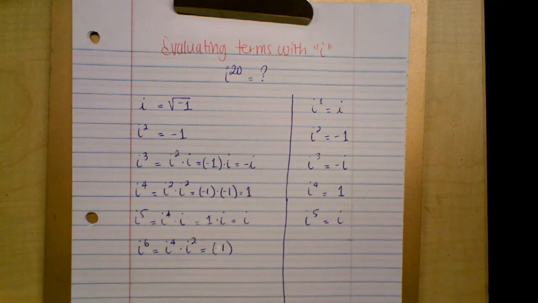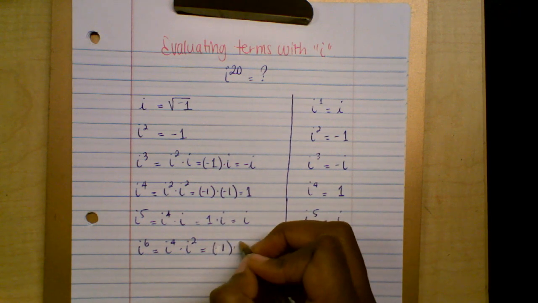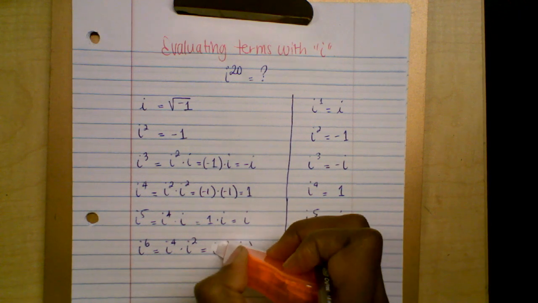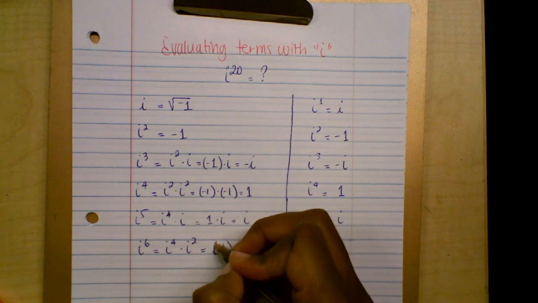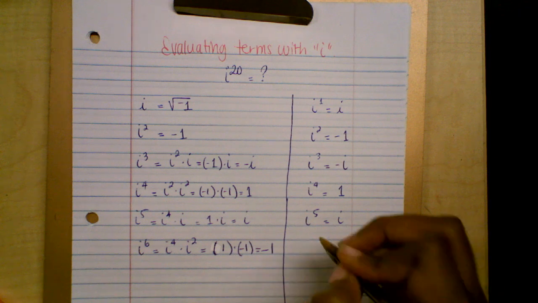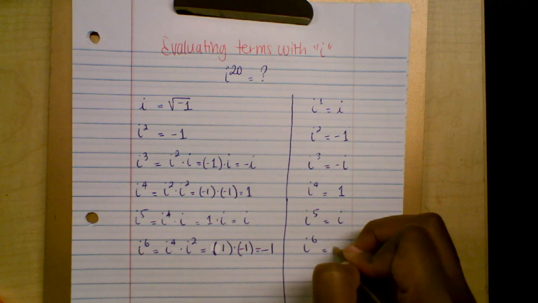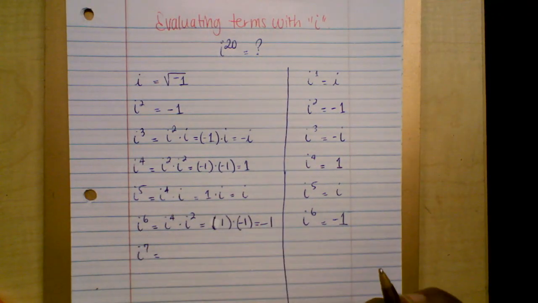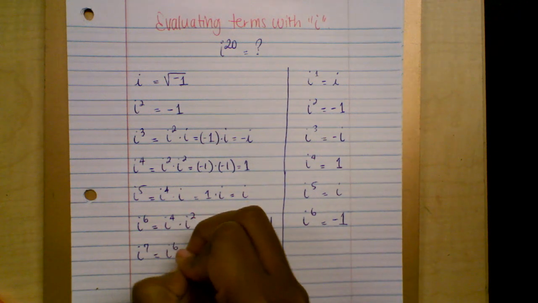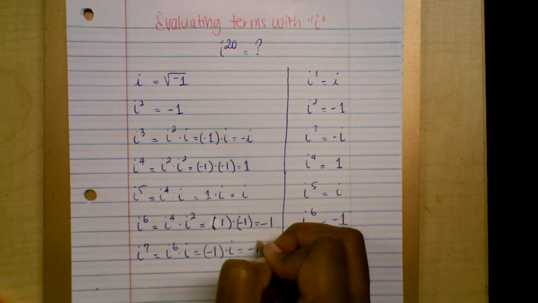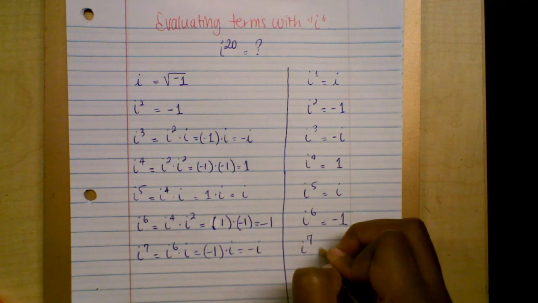And I know i squared is -1, so I'm going to multiply by -1. +1 times -1 is -1. So i to the 6th power is equal to -1. Now, i to the 7th power is equal to what? I can use i to the 6th power times i, and we know i to the 6th power is -1, times i is going to be -i. So i to the 7th power is equal to -i.